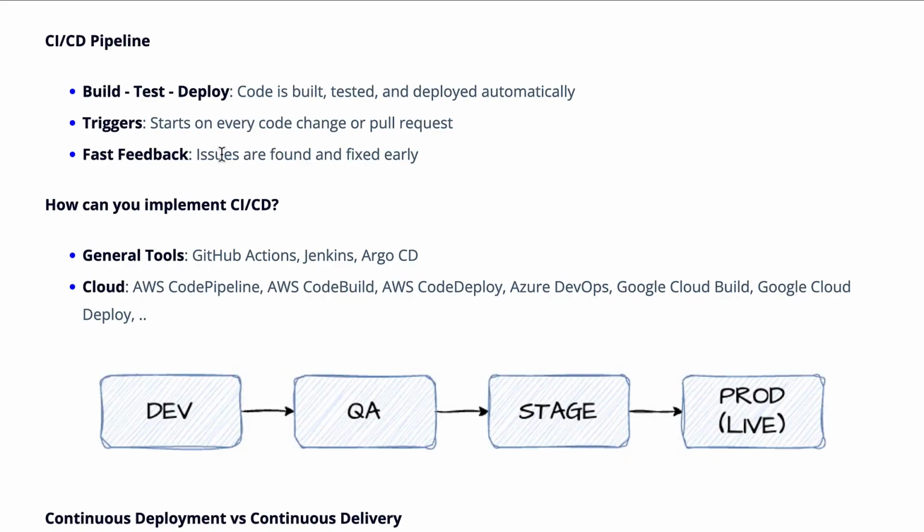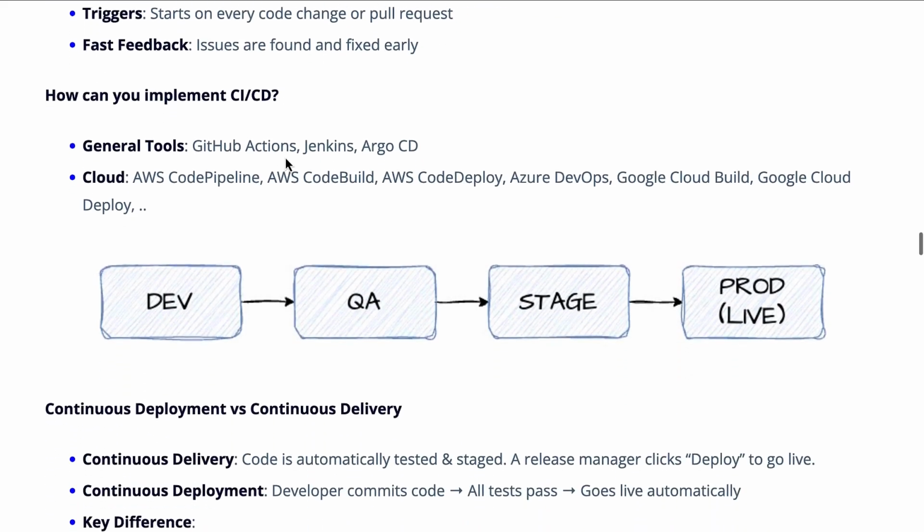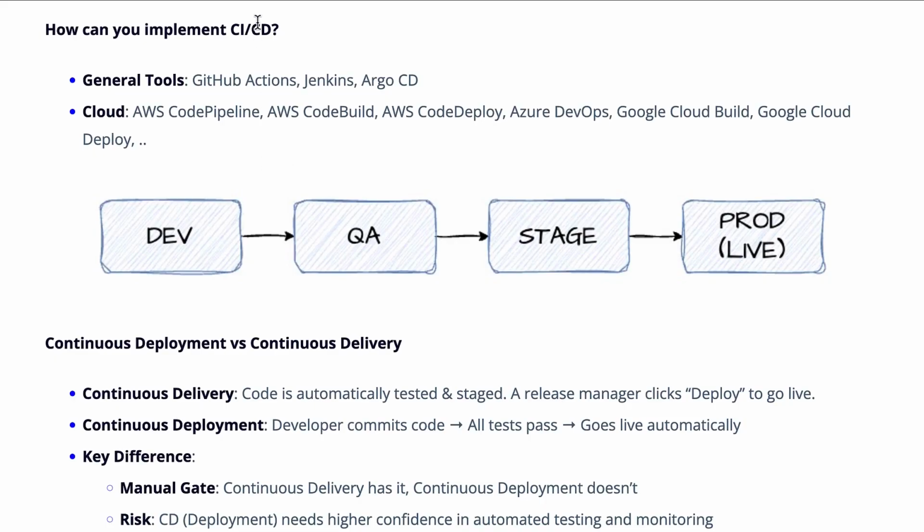This would enable you to get quick feedback. Issues are found and fixed early. Now, there are a variety of tools that you can use to implement continuous integration and continuous deployment. You can use GitHub Actions, Jenkins.